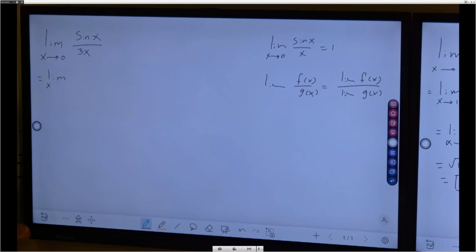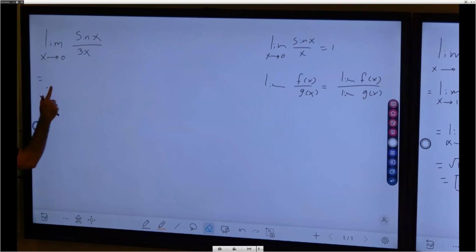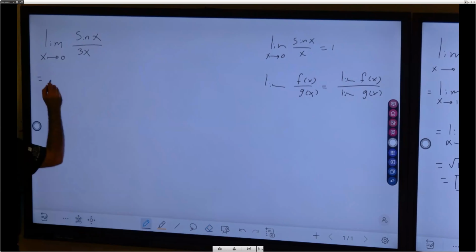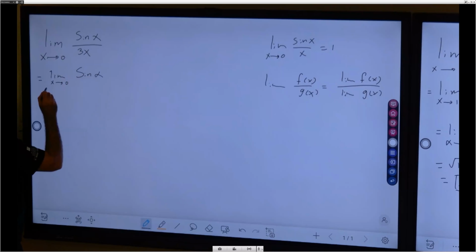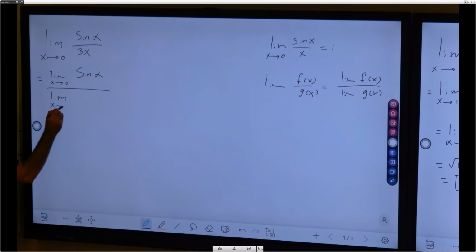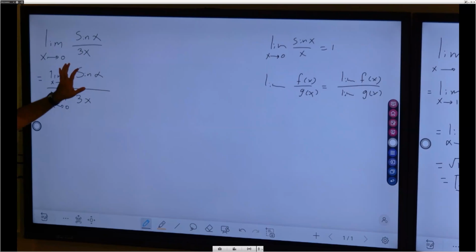I'm going to say this is equal to the limit as x approaches 0 of sine x over the limit as x approaches 0 of 3x. I'm doing that in detail, okay? Then we're just going to solve it right away, because I need you to understand what I'm doing. I'm going to keep the top part.